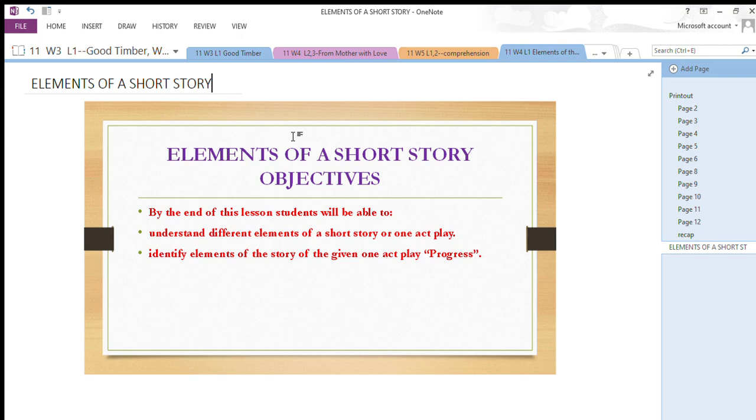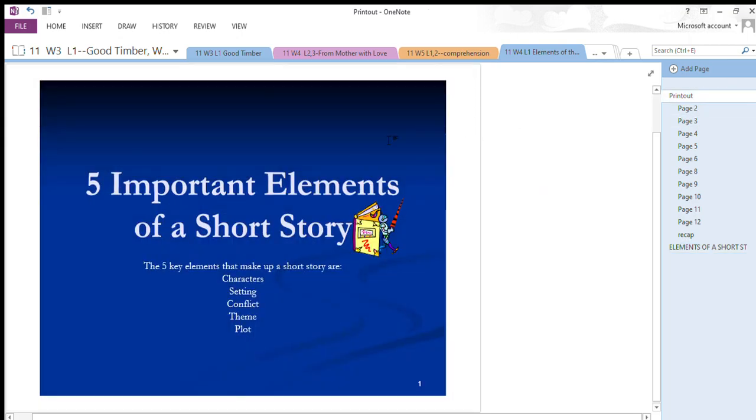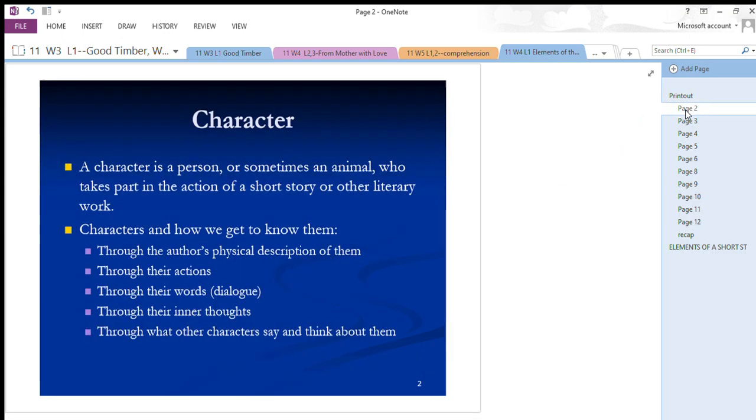Today we are going to discuss elements of a short story or one act play. By the end of this lesson, you'll be able to understand different elements of a short story or one act play, and you'll be able to identify elements of a short story in the given one act play. To start with, there are 5 important elements of a short story. The 5 key elements that make up a short story are characters, settings, conflict, theme, and plot. Now we'll discuss them one by one.